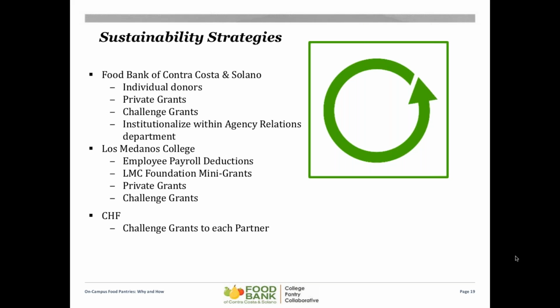Outside and private organizations are hearing about the good that we're doing, so we're planning to apply for more private grants. Lastly, we will be entering into a challenge grant with the Community Health Fund that we are very excited to be part of. Lillian from the Community Health Fund will tell you more about the challenge grant that we're about to embark on.